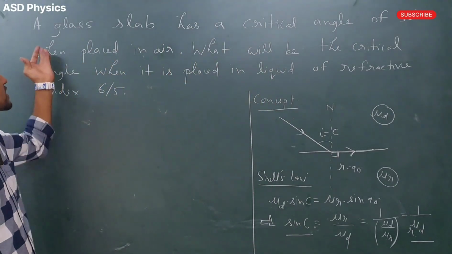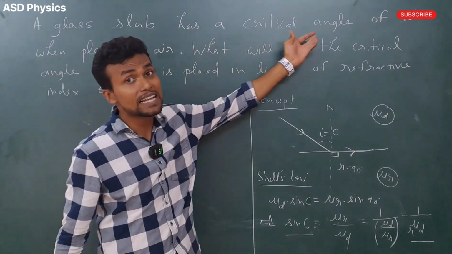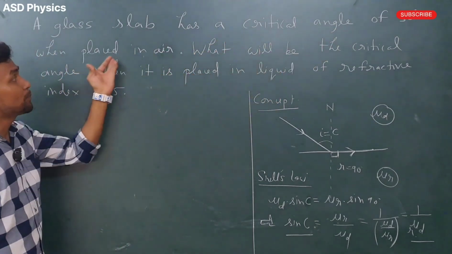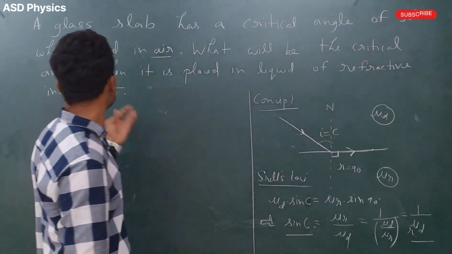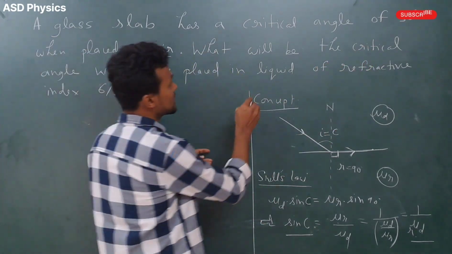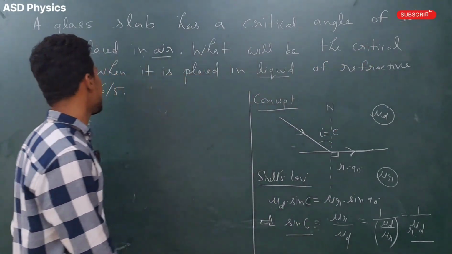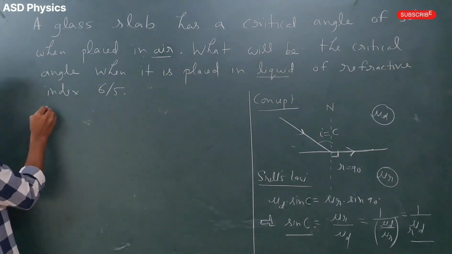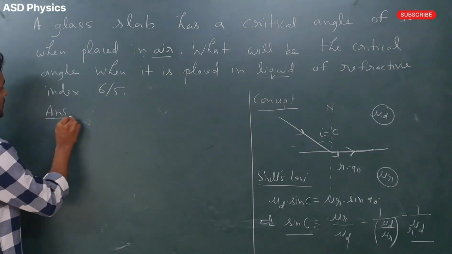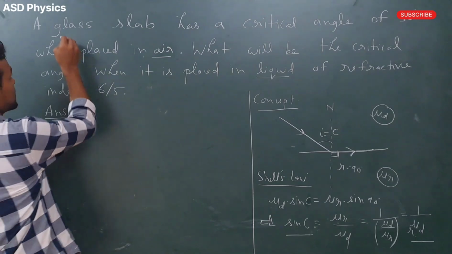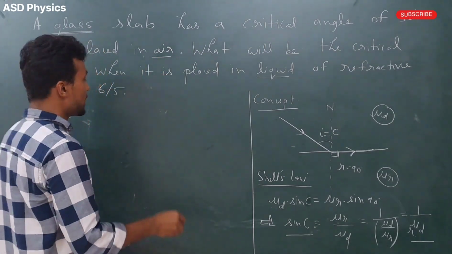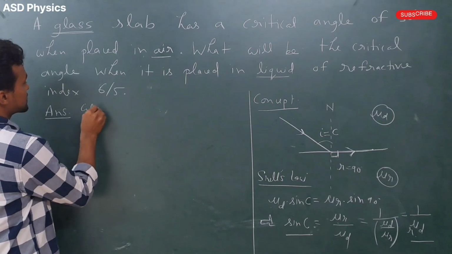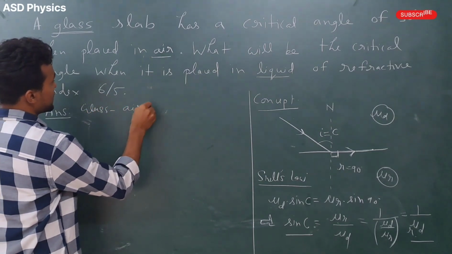My dear students, here what is there? A glass slab has a critical angle of 30 degree when placed in air. So what will be the critical angle when it is placed in a liquid of refractive index 6 by 5? So my dear students, to solve this question, first we will take the initial condition. This glass is the denser medium and this air is the rarer medium. So first we will write here glass air interface.